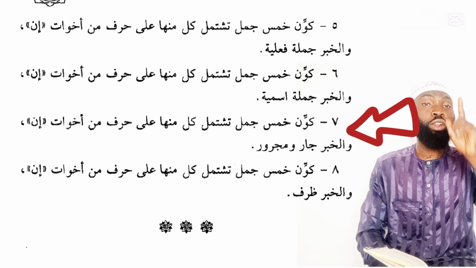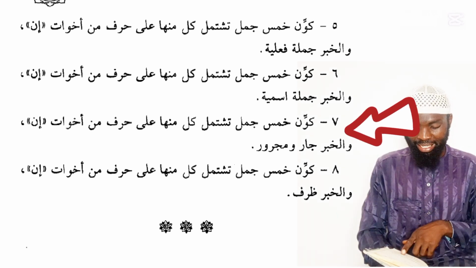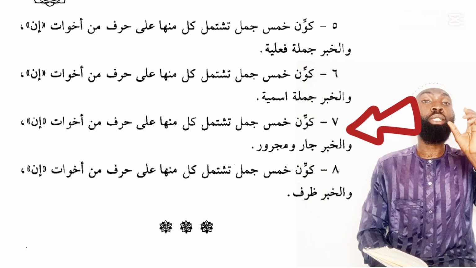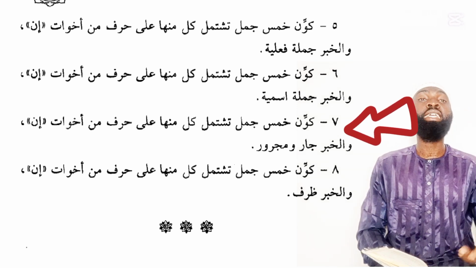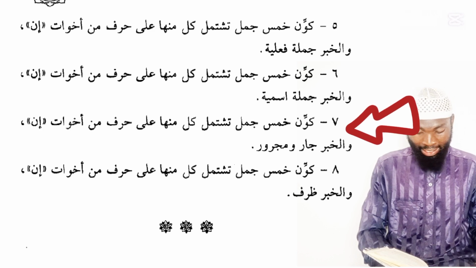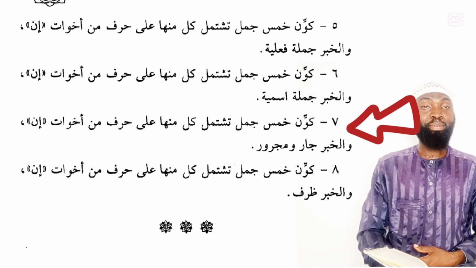Next we have Kawin khamsa jumalin tashtamilu kullu minha ala harf min akhwati inna. You also need to use one of the particles of inna, wal khabaru, but the khabar should be a preposition and a noun. I can say Inna Isa fil fasli. Good.